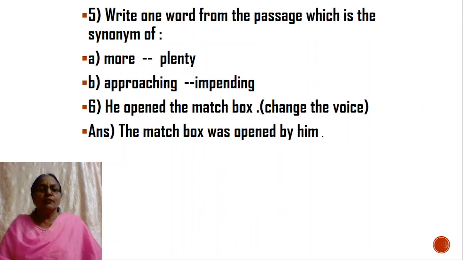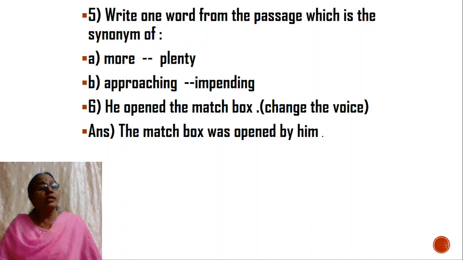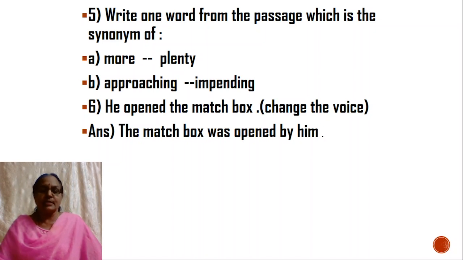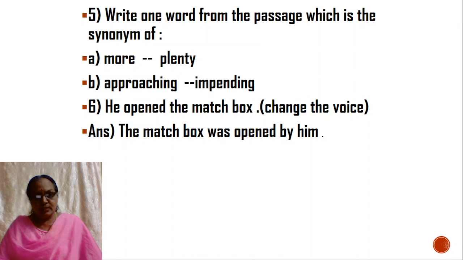Now, the fifth one, write one word from the passage which is the synonym of. Now, what is the meaning of synonym? You will have to find out. I've given the word here. You have to find out the synonym of this word in the passage. So, the word here is more. So, synonym of more from the passage is plenty. Second one, approaching. Approaching from the passage is, we have impending.